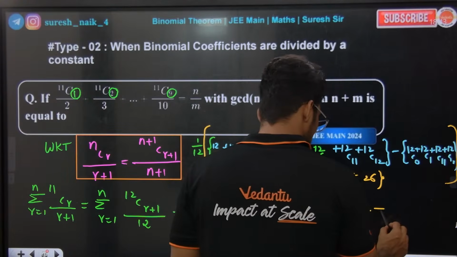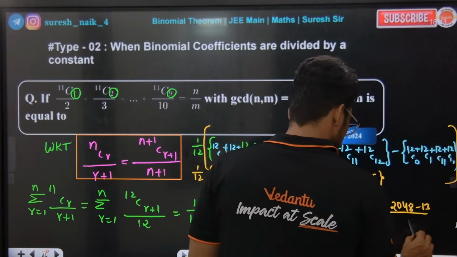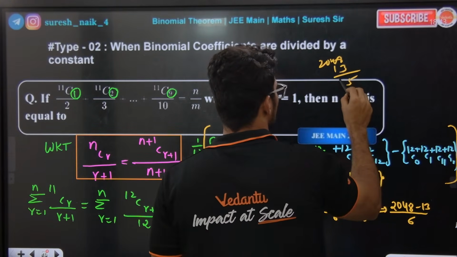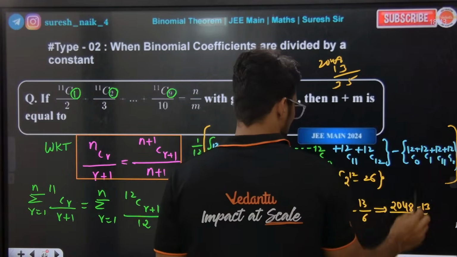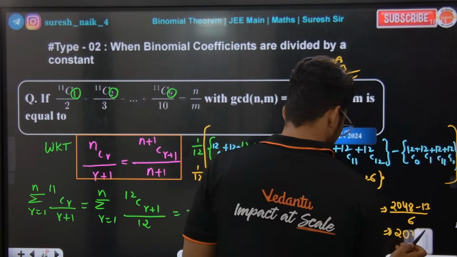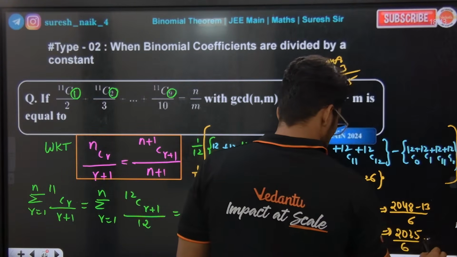So 2 power of 11 means how much? 2048. 2048 minus 13 by 6. So 2048 minus 13 how much? 2035. So 2035 by 6. This is equal to n by m.